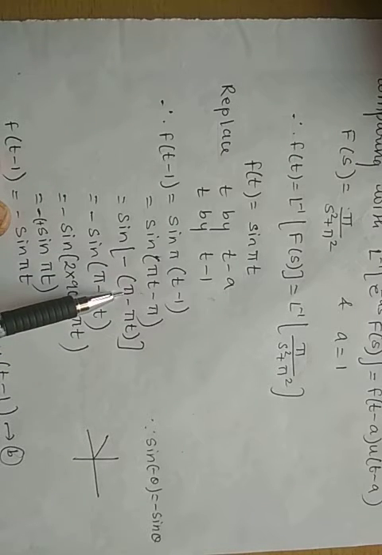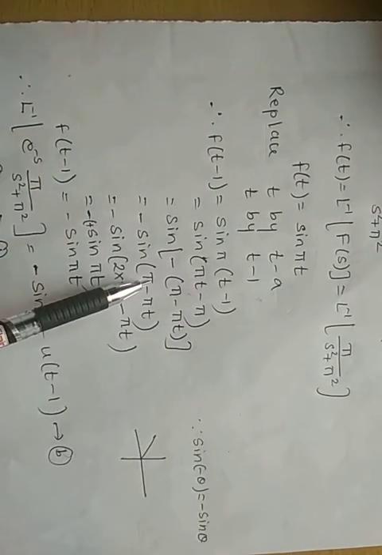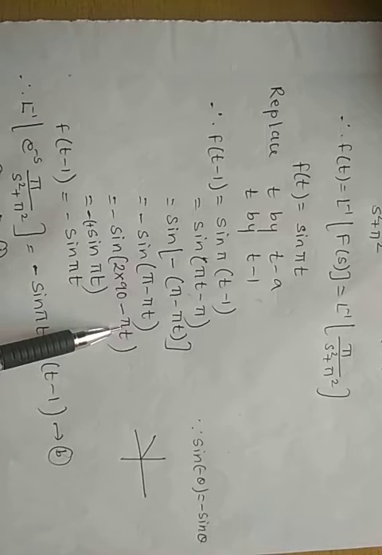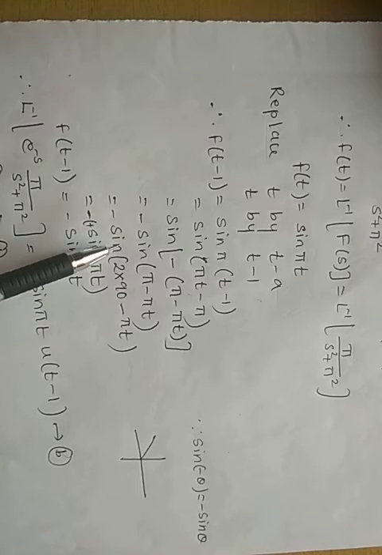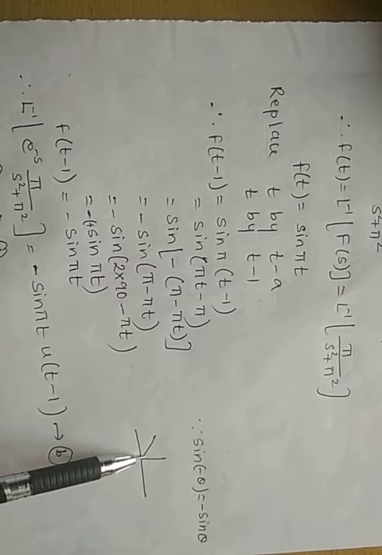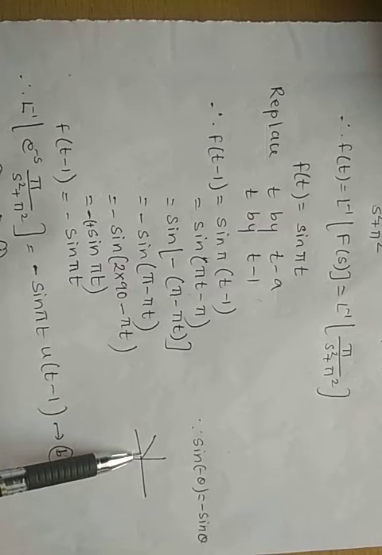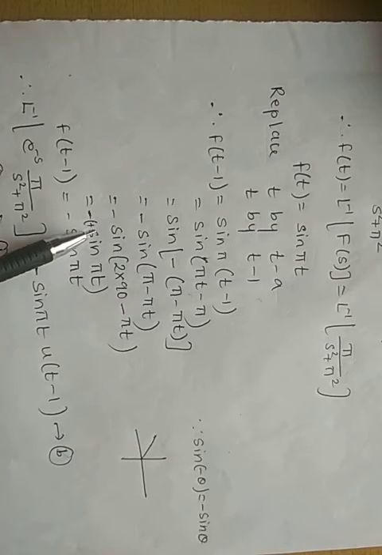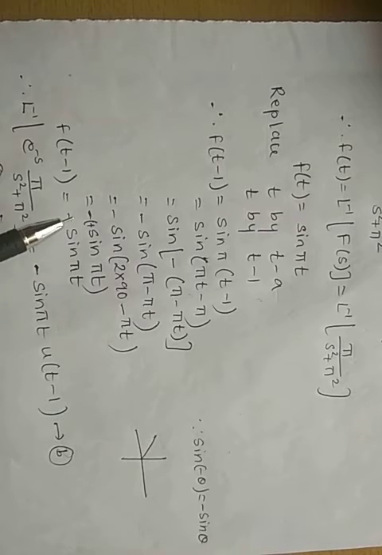Sin of minus theta is minus sin theta. How much is pi? It is 180, that is 2 into 90, and this as it is. 2 is an even number, so sin will remain sin pi t. 2 into 90 minus theta lies in the second quadrant, where sin is positive. So this sign is positive, plus. Plus into minus is minus sin pi t. That is f of t minus 1.